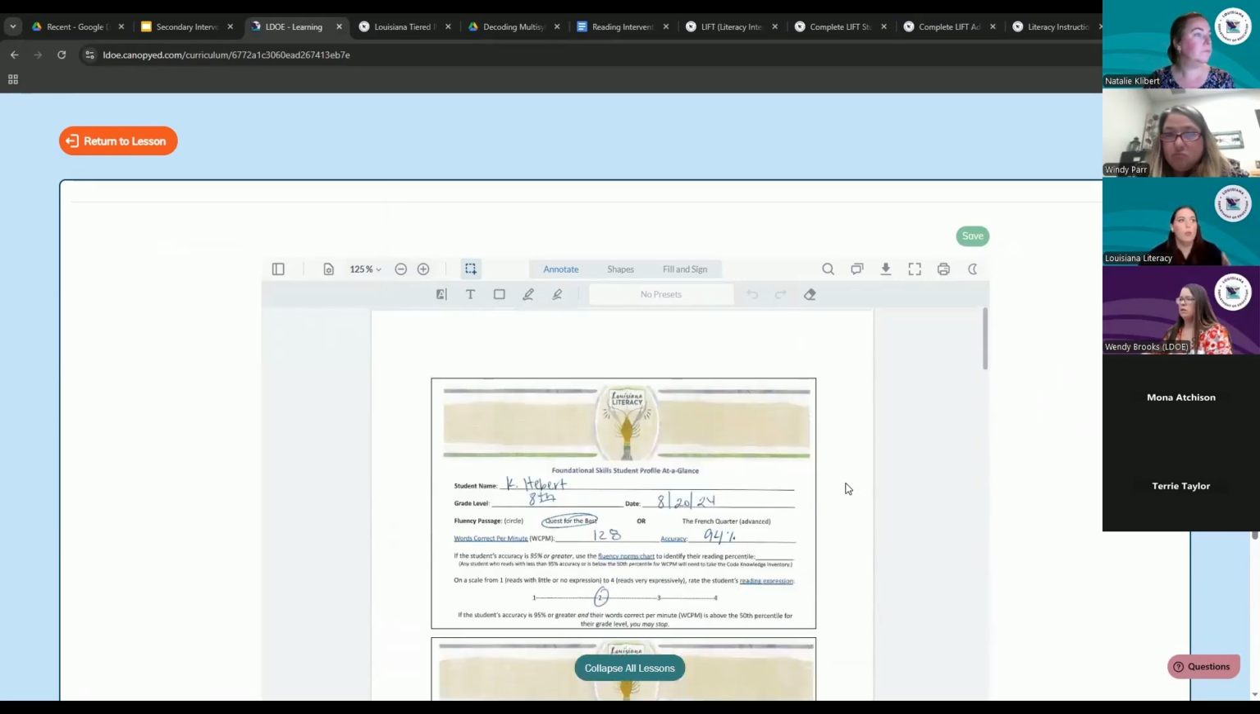Okay. So for example, if we look at this very first one, K.A. Bear, who was at 128 words correct per minute. And when we did the accuracy calculator, she was at 94%. Anybody want to get off mute and tell me what we should do next if she's not at 95 or above? Anybody want to be brave?